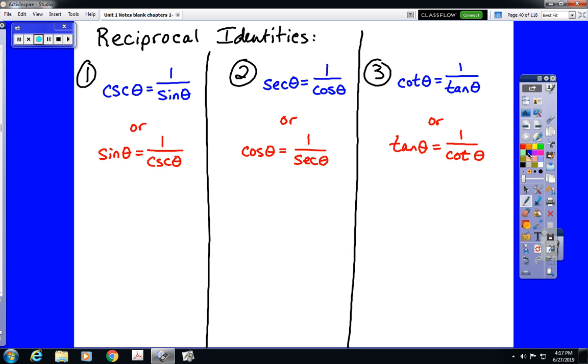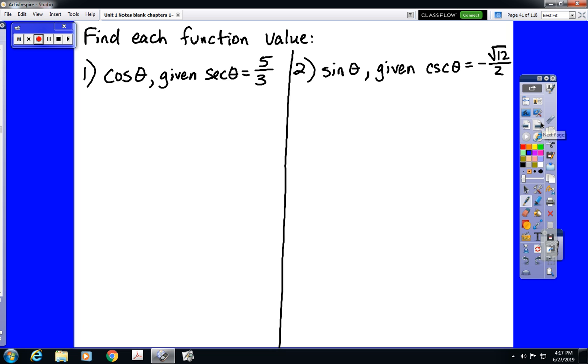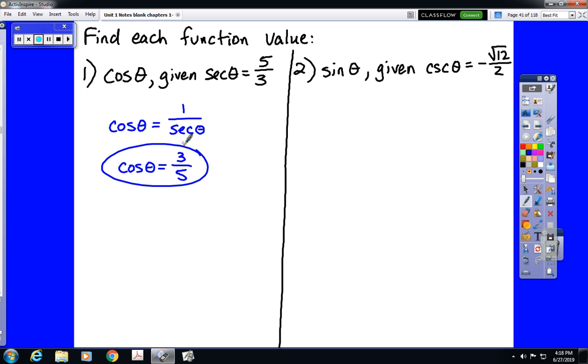Okay, so we have these 3 identities, and we are going to make use of them in a couple of really easy problems. So here we go. Find each function value. Find the cosine of theta given that the secant of theta is 5/3. Well, since the cosine is the reciprocal of the secant, the cosine would be the reciprocal of 5/3, or 3/5. It's that simple. They're reciprocals. Just flip the fraction.